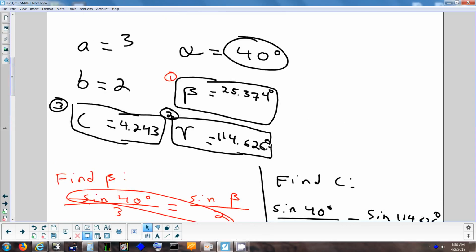Okay, so that's the side-side-angle type. Okay, worst case to deal with, but tomorrow we're going to spend the rest of the time just on this one case, looking at the 2 solution and the no solution.